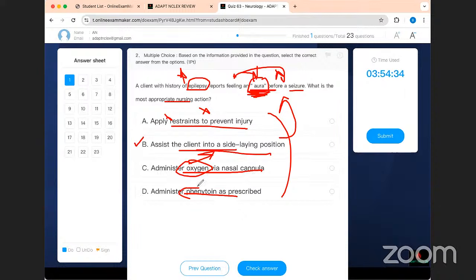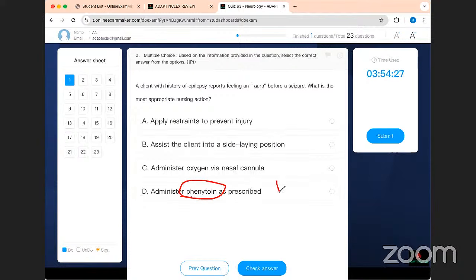And phenytoin takes some time to work. So even if you have to give them medication, you have to give them a benzodiazepine. So lorazepam is the medication of choice. Anxiolytic in this case.